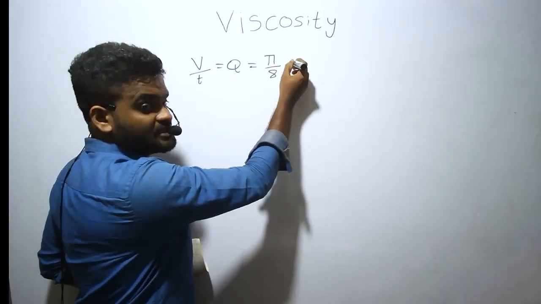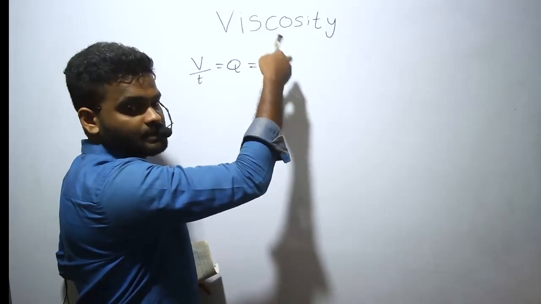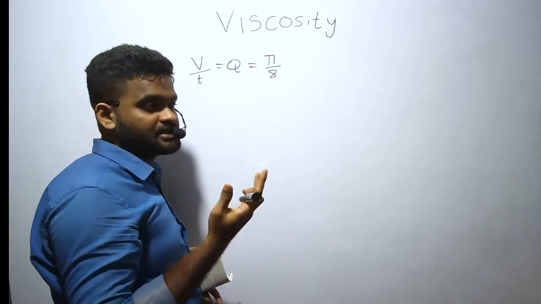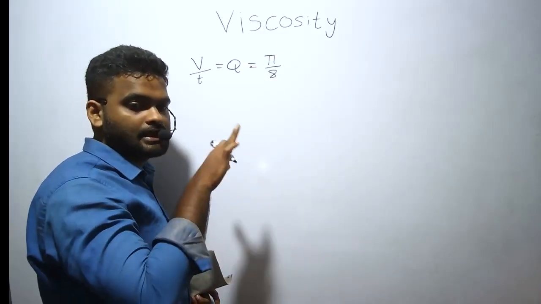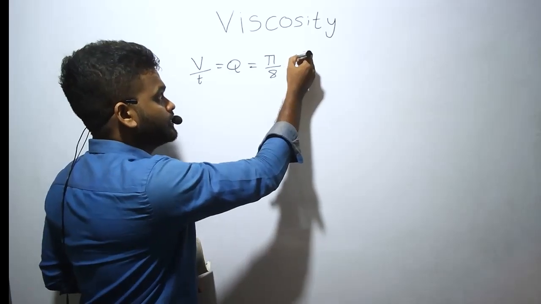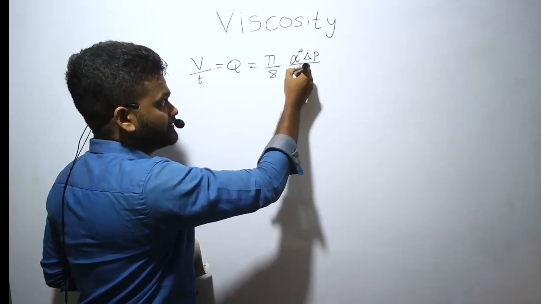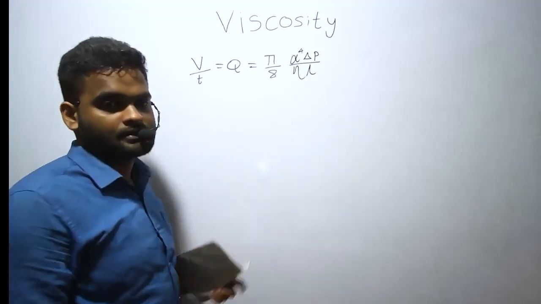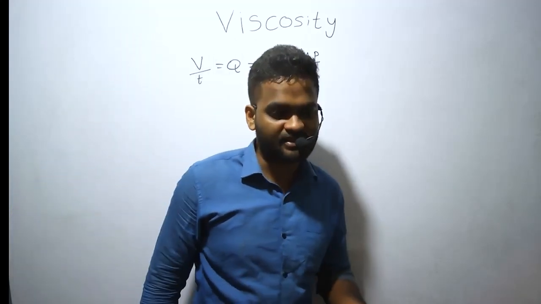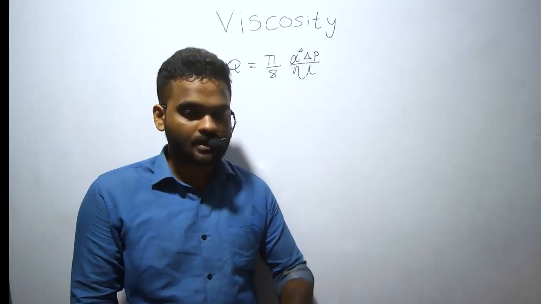This equation you must remember, right? This is a somewhat complicated equation, but you must remember this. They don't give you this in the exam, right? Q equals pi A to the power 4 delta P over 8 eta L. So this equation, Poiseuille's equation, you must remember.